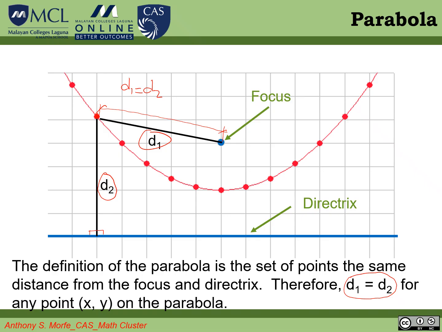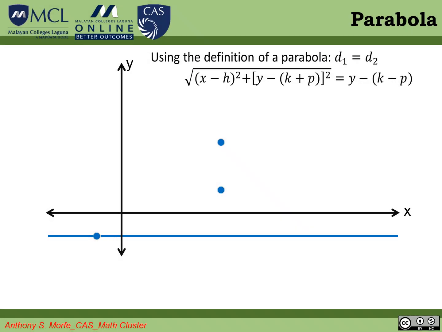So it means that if I consider this point, or this point, and I measure the distance from this point to the focus, and the distance of that point to the directrix, they are also equal to each other. So d1 is equal to d2. We'll make use of this concept to derive the formula. So this is the derivation class.